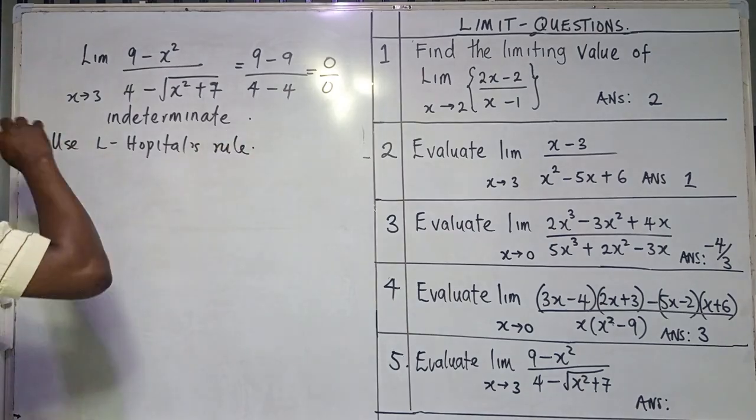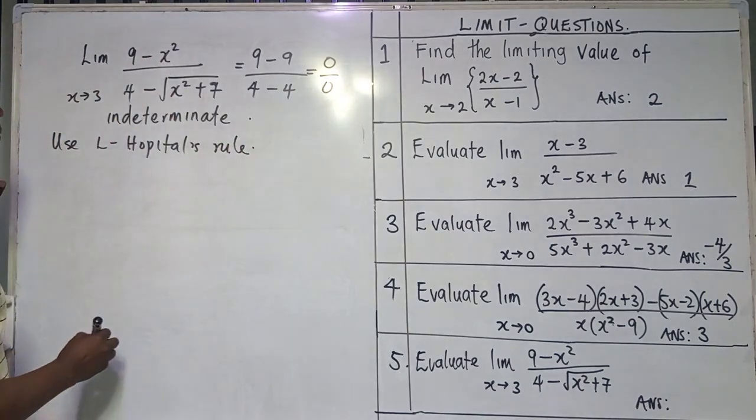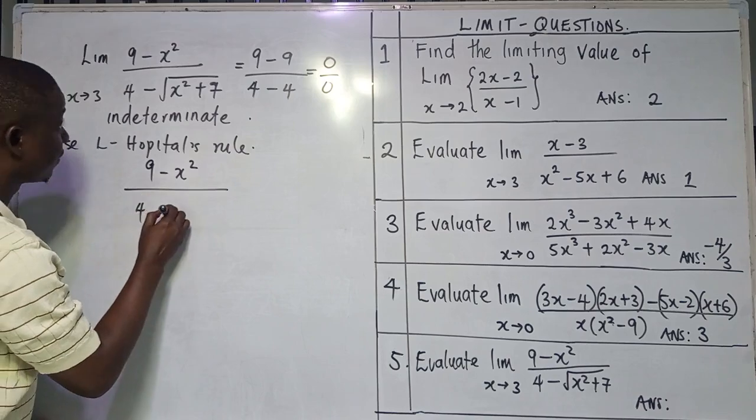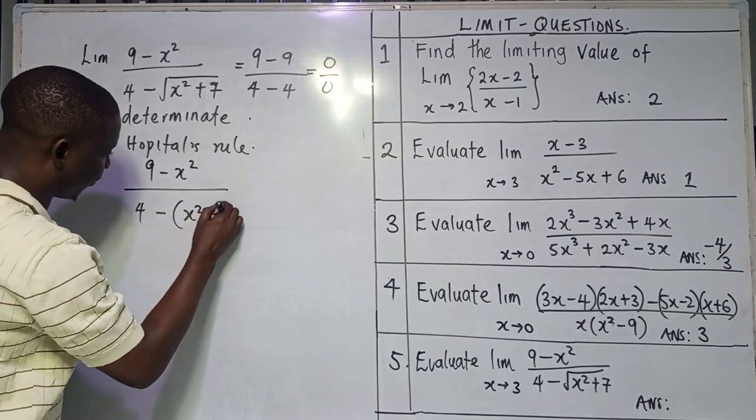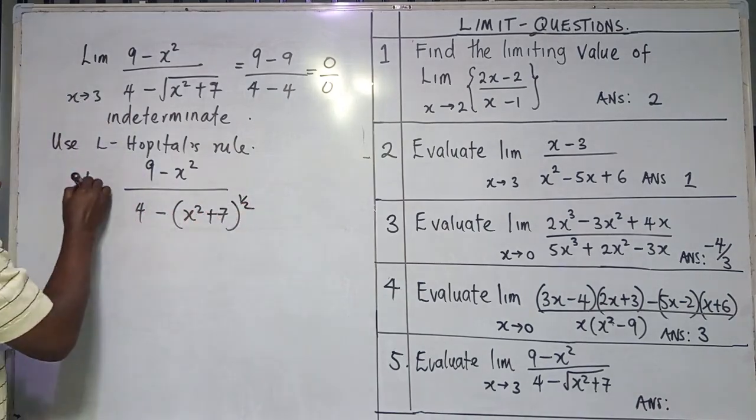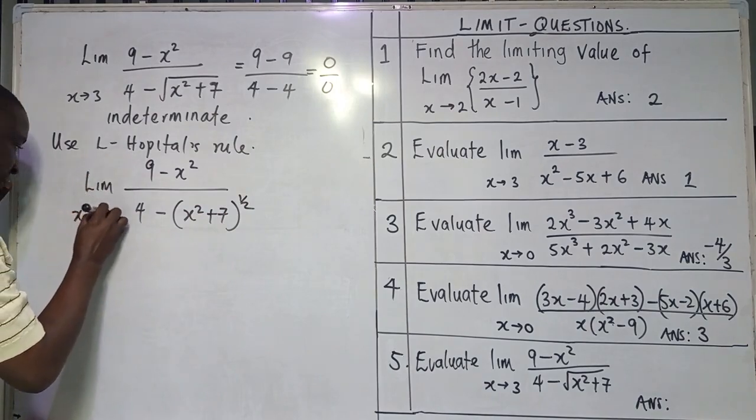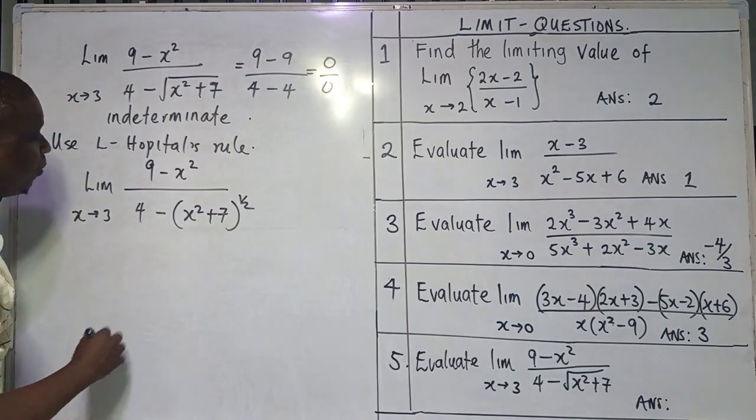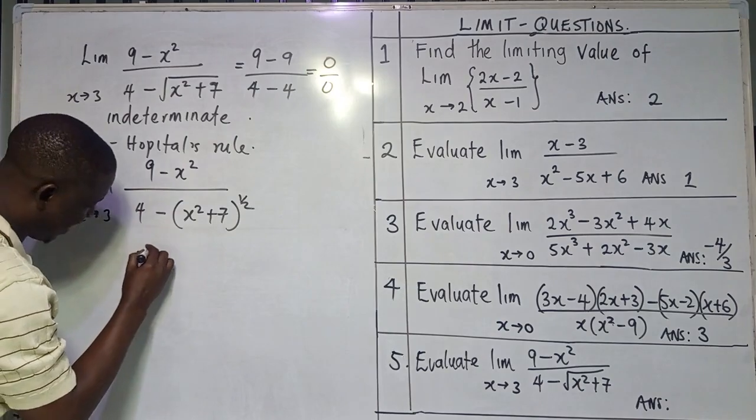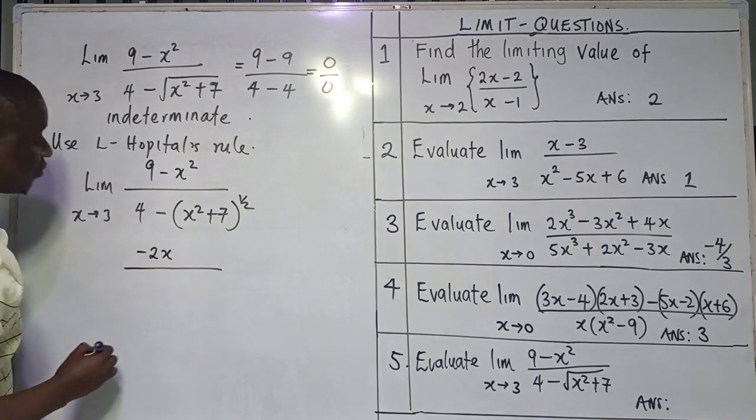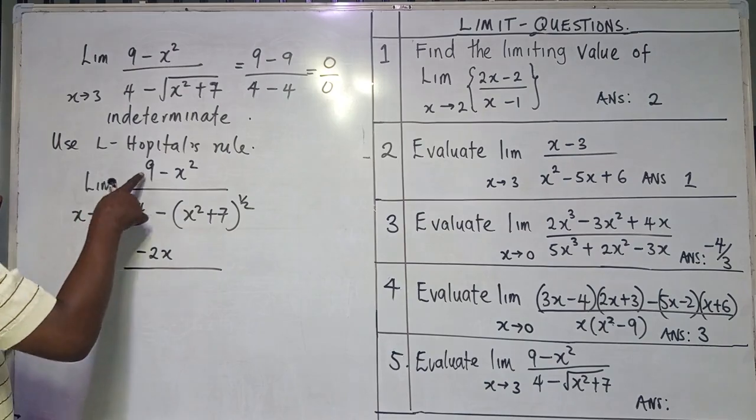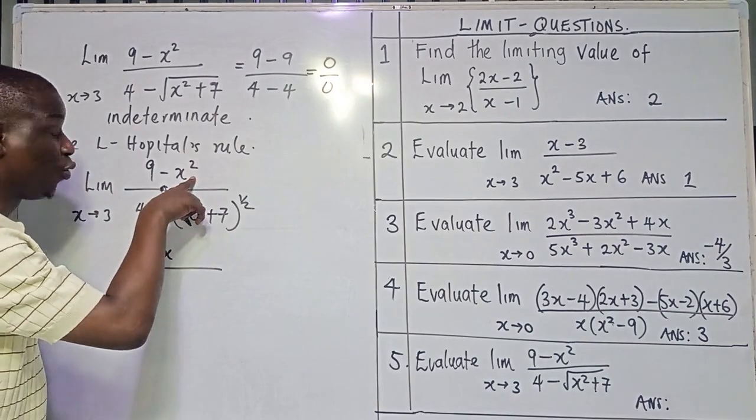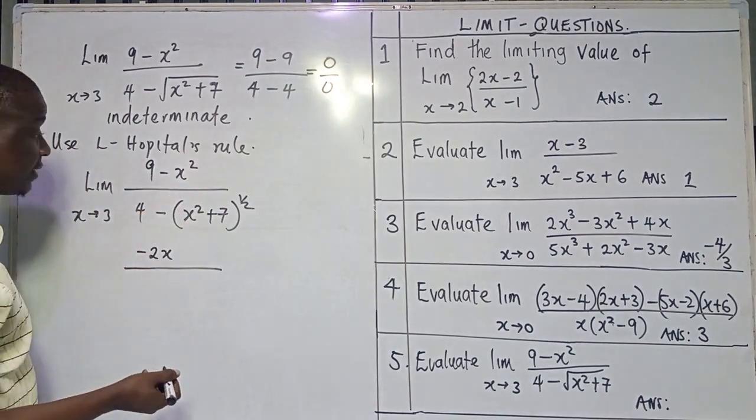Now what we're going to do is differentiate the top separately and differentiate the bottom separately. Let's rewrite it this way: open bracket s squared plus 7 all raised to the power half, as x tends to 3. Now I want to differentiate the top separately. When we differentiate the top, we have minus 2x using L'Hopital's rule. The constant 9 differentiates to 0, and differentiating s squared gives 2x.